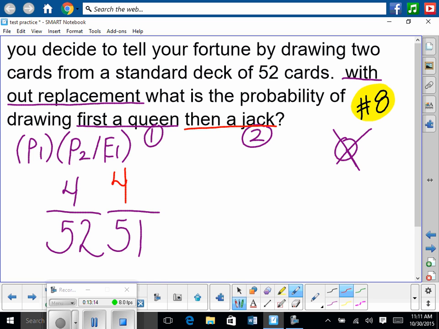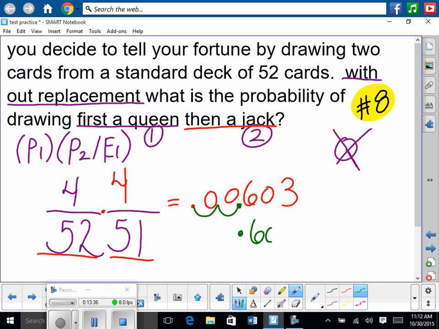So this is the probability of event 1 times the probability of event 2, given that event 1 has already taken place. So you'll take your calculator, you'll multiply those out, and you're going to get 0.00603. And we know we move our decimal 2 places to the right, so 1, 2. So that would be 0.603% chance.